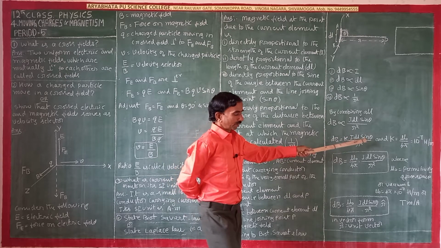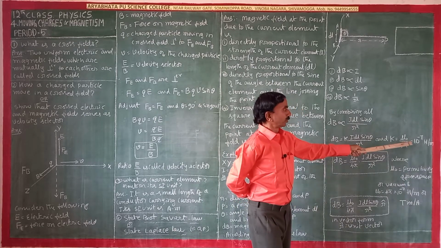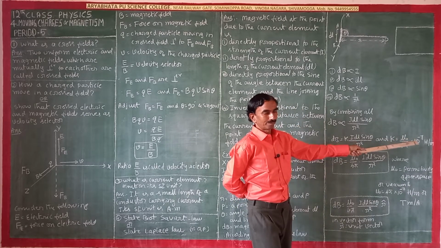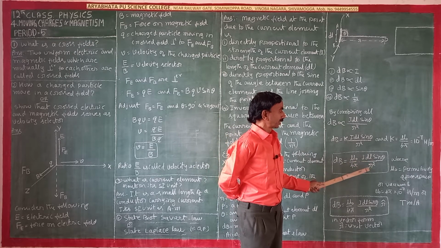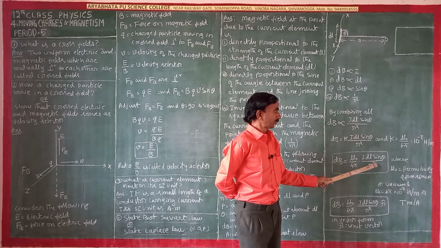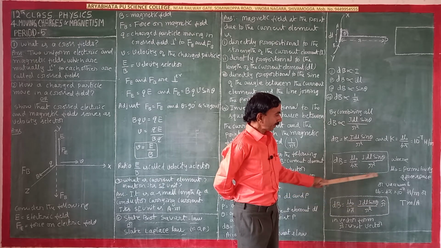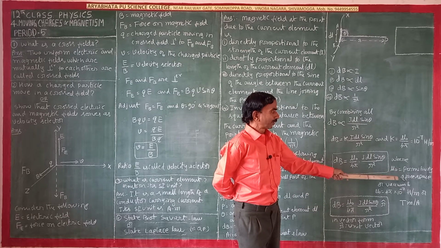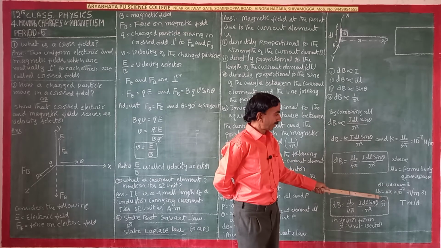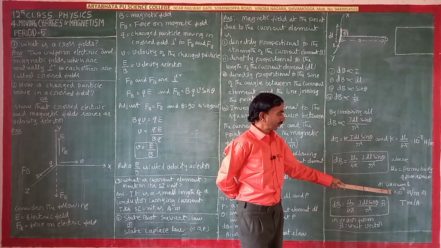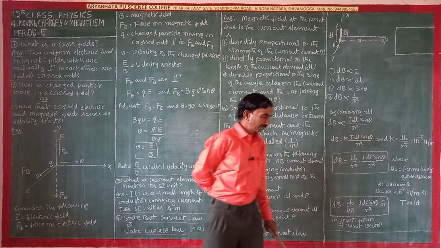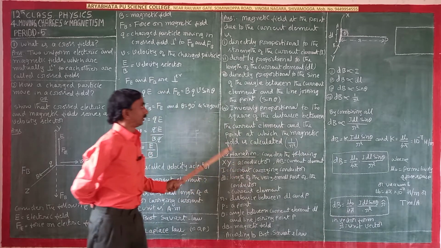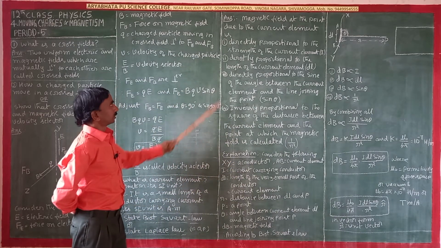So the constant k is equal to mu naught by 4 pi, which is equal to 10 to the power of minus 7 Henry per meter. So dB is equal to mu naught by 4 pi into I dl sin theta by r square. So that is the formula. Mu naught is the permittivity of free space or vacuum, equal to 4 pi into 10 to the power of minus 7 Henry per meter or Tesla meter per ampere. So this is Biot-Savart's law.